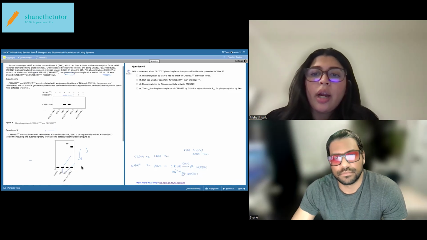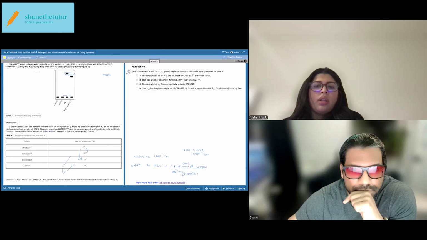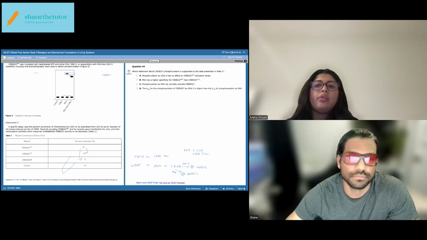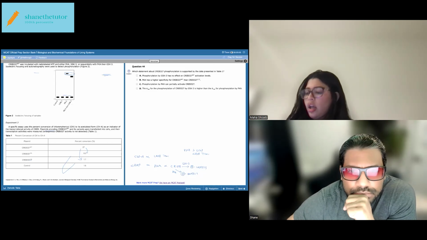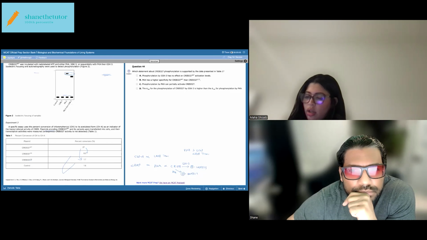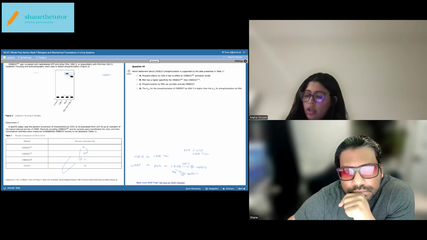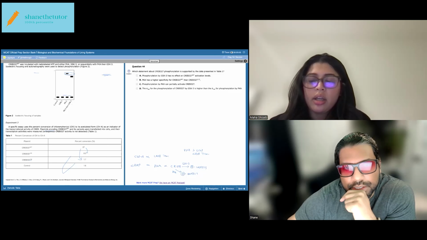which statement about Krebs phosphorylation is supported by table one? So this one was actually one that I really, really struggled with when doing the section bank. Let me see. I don't know if I still get it at this point. Okay, so let's go through this.